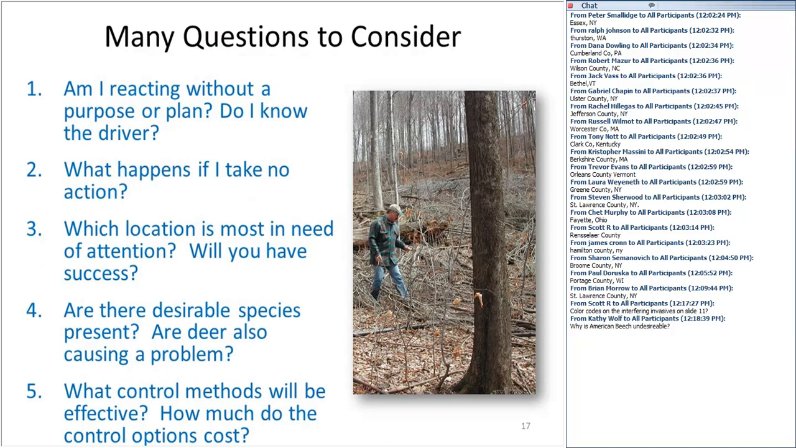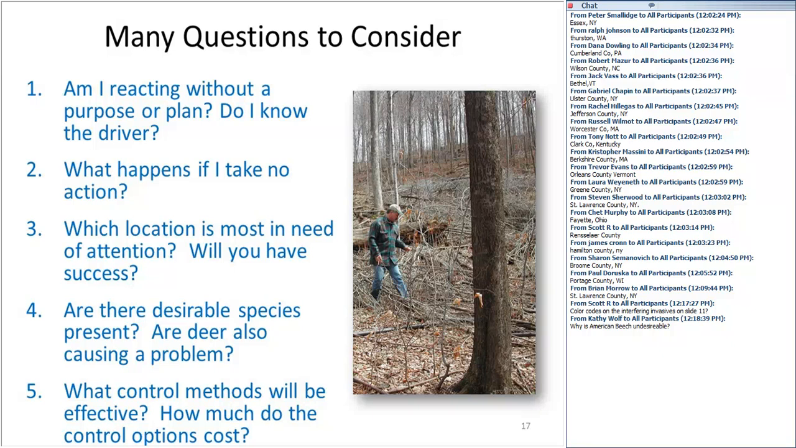But that's not necessarily an appropriate strategy. I just remind you of that mouse. The first mouse doesn't get the cheese. So it's good to think about controlling interfering plants, but do it with a purpose and have a plan in place. And I add in, we need to make sure we know what that driver is.